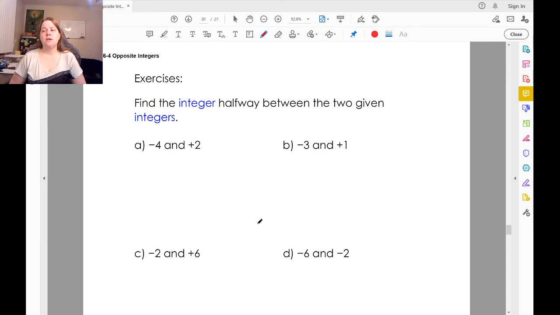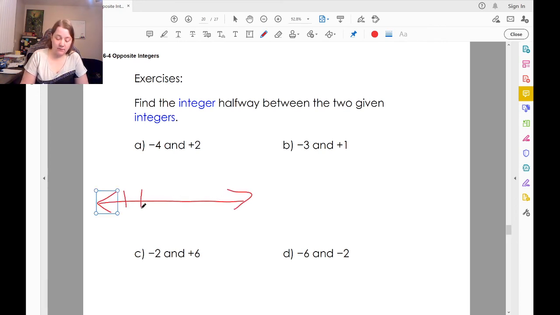So they want you to go ahead and use a number line and find the integer halfway between the 2 given integers. You're going to do that on a number line. Go ahead, pause the video. We'll talk about it when you come back. Welcome back. So you would have drawn lots of number lines here for right now.